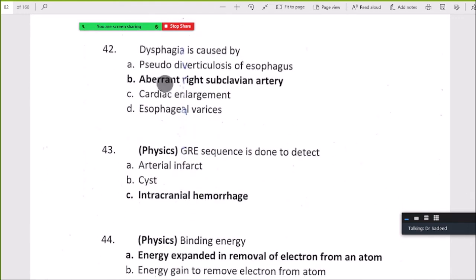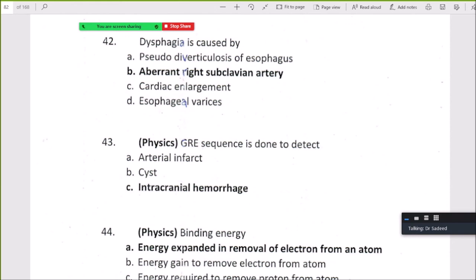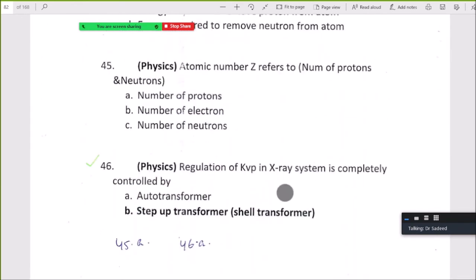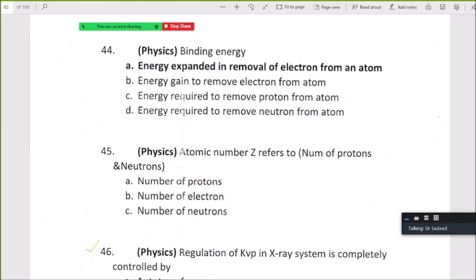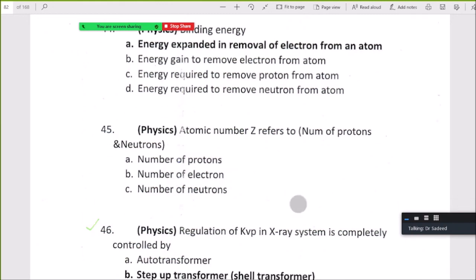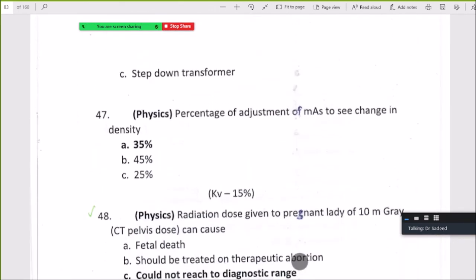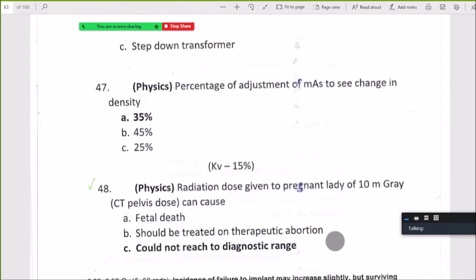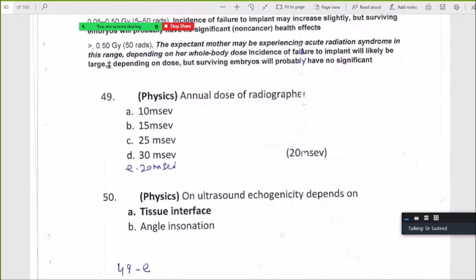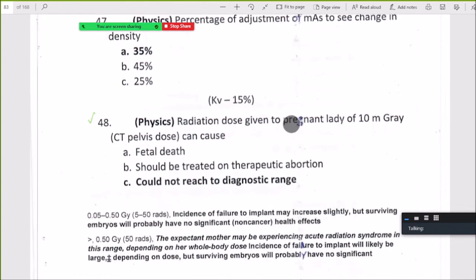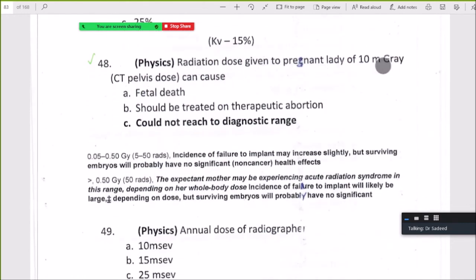42. Dysphagia is caused by aberrant right subclavian artery. 43. GRE sequence is done to detect intracranial hemorrhage. 44. Binding energy: energy expended to remove an electron from the atom. 45. Atomic number Z refers to number of protons. Number of protons and neutrons is A. 46. Regulation of kV in X-ray system completely controlled by autotransformer. 47. Percentage of adjustment of mAs to see change in density 35%. Radiation dose given to a pregnant lady of 10 mGy from CT can cause harm, could not reach diagnostic range.